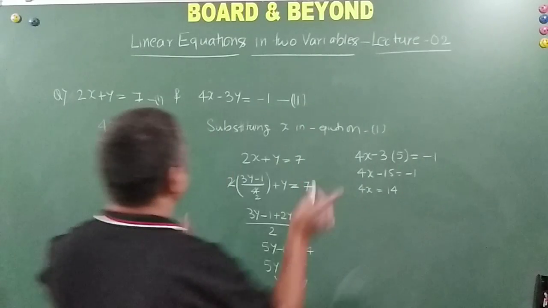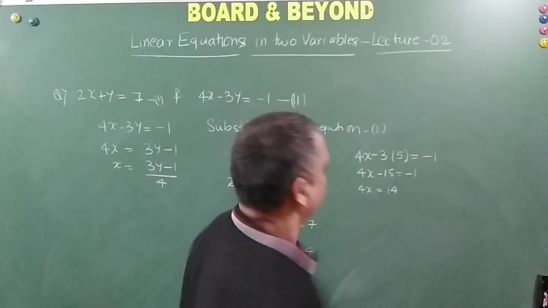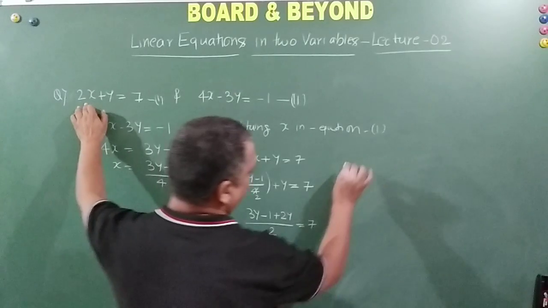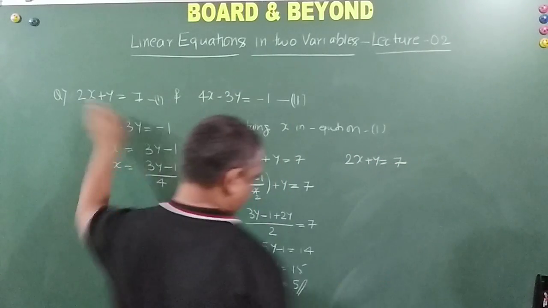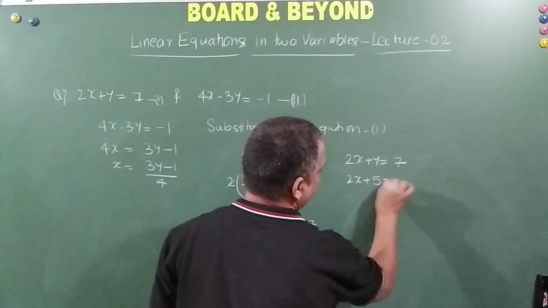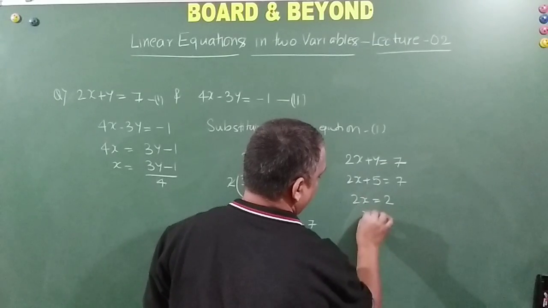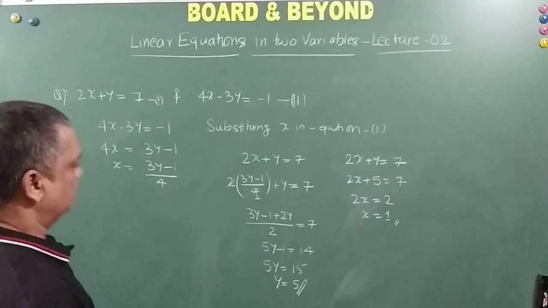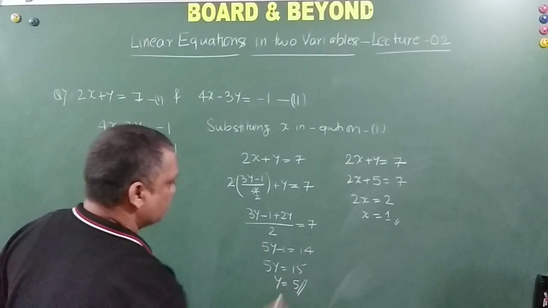One second. Yeah, sorry, you put it in the other one. No problem. It's all the same, by the way, but let me put it here. 2x plus y is equal to 7. y is 5. So 2x plus 5 is equal to 7. So 2x is equal to 2. x is equal to 1. Right? So y is equal to 5.